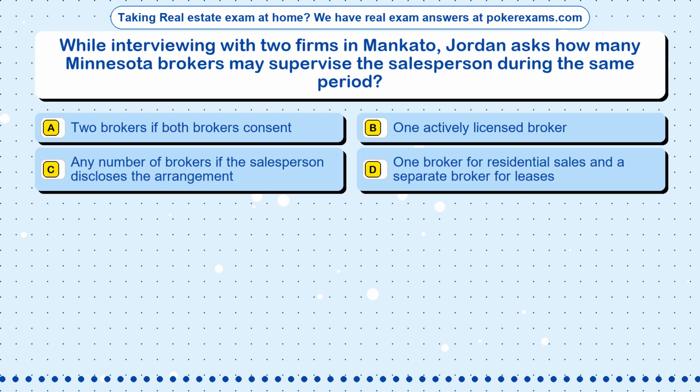Question 34. While interviewing with 2 firms in Mankato, Jordan asks how many Minnesota brokers may supervise the salesperson during the same period. Option A. 2 brokers if both brokers consent. Option B. 1 actively licensed broker. Option C. Any number of brokers if the salesperson discloses the arrangement. Option D. 1 broker for residential sales and a separate broker for leases.